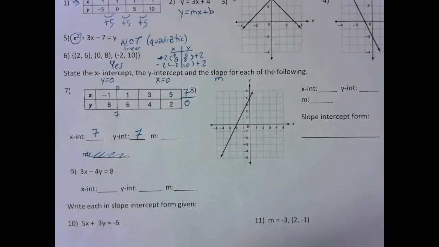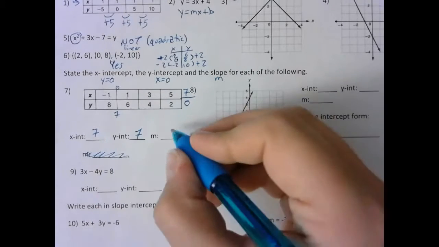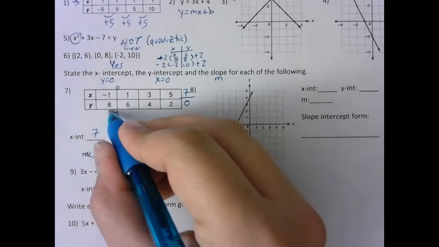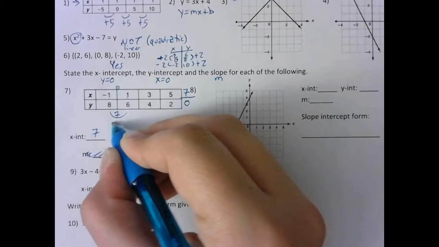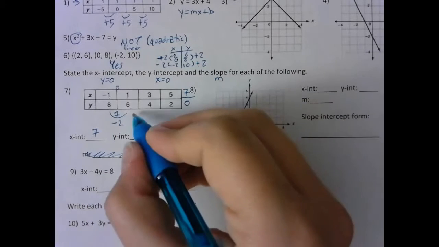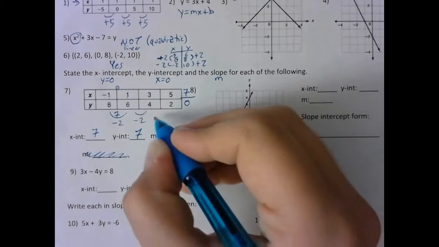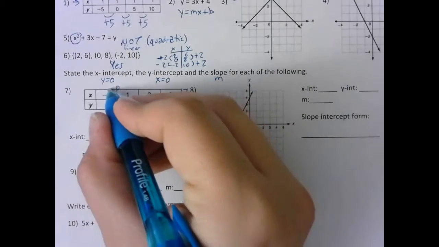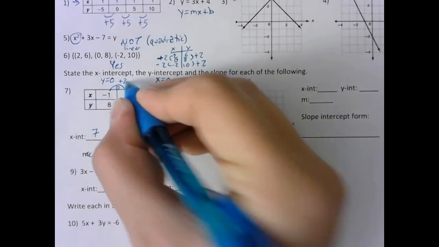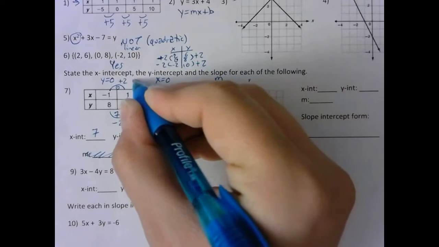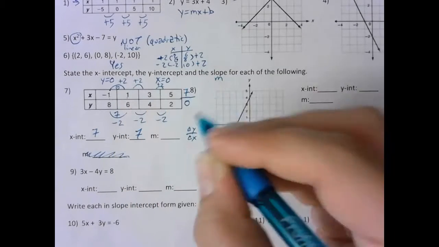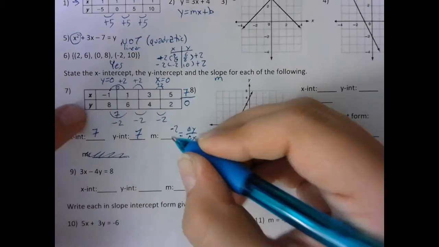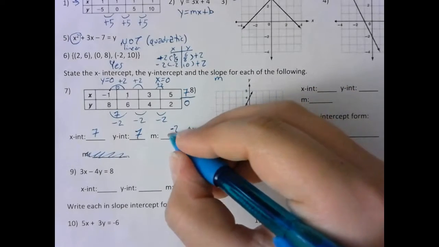Okay, to find the slope, we need to put our change in y over change in x, so delta y over delta x. To go from 8 to 6, we subtracted 2. To go from 6 to 4, we subtracted 2. 4 to 2, subtracted 2. Okay, on the x's, to go from negative 1 to 1, we added 2. To go from 1 to 3, add 2. 3 to 5, add 2. So that means our change in y over change in x is negative 2 over positive 2.